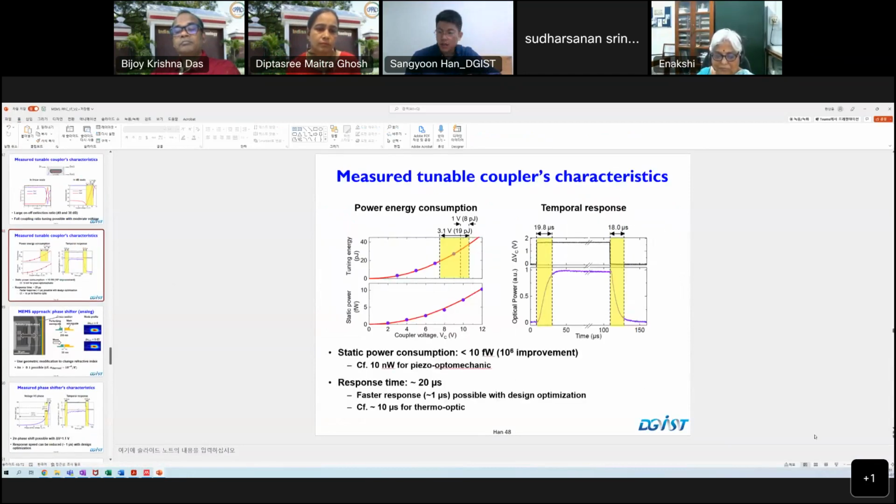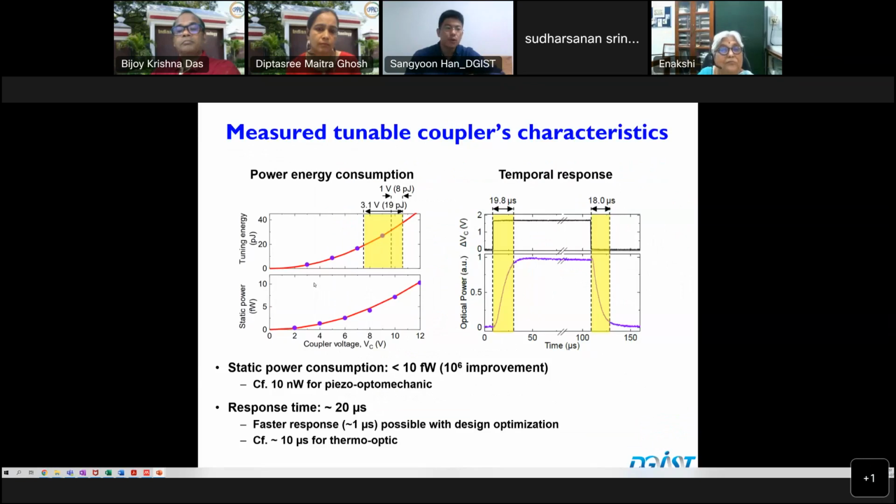So I was showing you this graph. Tuning energy means the total energy you put into the actuator to approach a certain state. So this is tens of picojoules. Okay. Yeah. Low enough.